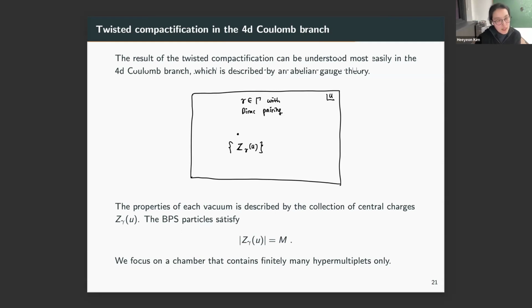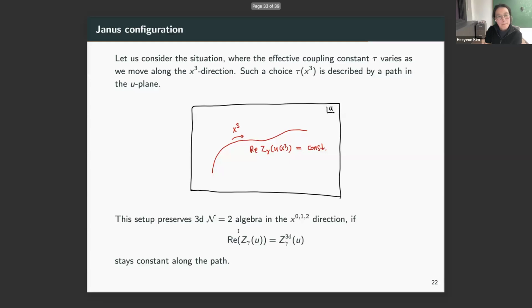And these BPS particles are defined by the property that they satisfy this relation. And we are going to just focus on a chamber that contains finitely many hypermultiplets. So to explain the relation to twisted compactification, let's consider the following situation.